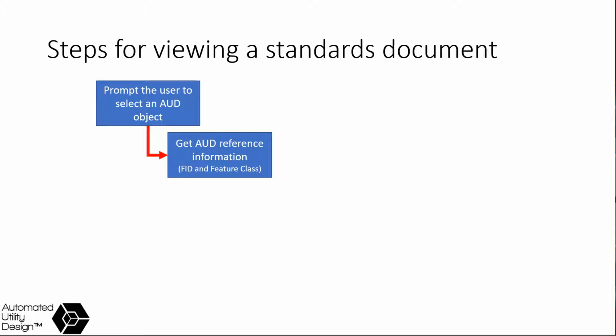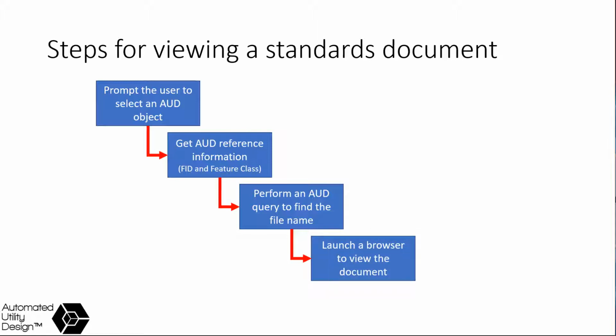Now that I have the FID and the feature class, we need to perform a query to access the AUD object and get the file name for the technical standard. In this example, I'll be using approach 1, where the name of the document is stored in a field called TechStandard. Finally, you need to launch a browser or some kind of viewer to display the standards document. There's no out-of-the-box function in AUD to do any of this. It needs a little programming.